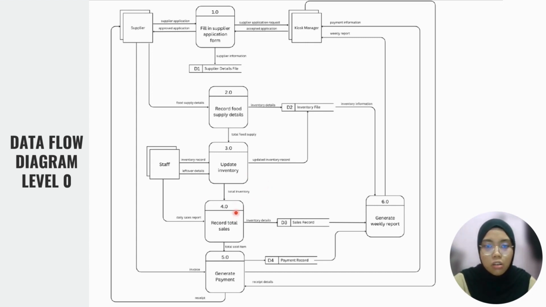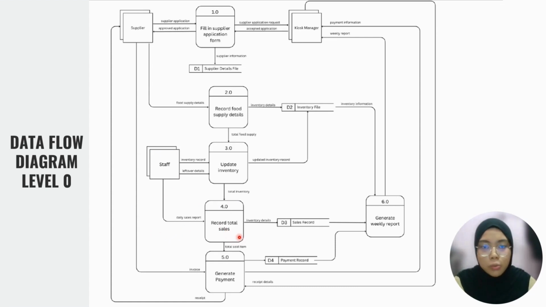The fourth process in this diagram is 4.0, record total sales. In this process, it involves 2 inputs and 2 outputs. The first input that it will receive is from the previous process, which is 3.0, update inventory. It will receive total inventory as the input. The second input that it will receive is from the staff, which is daily sales report.